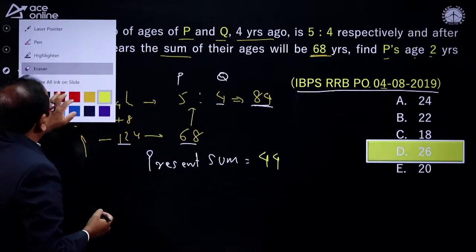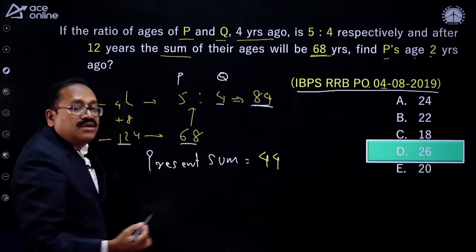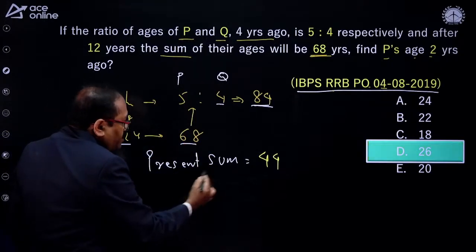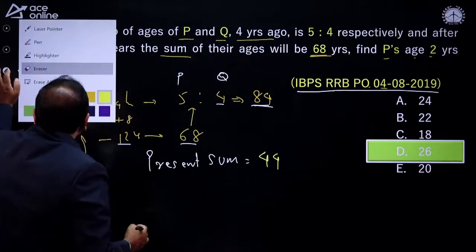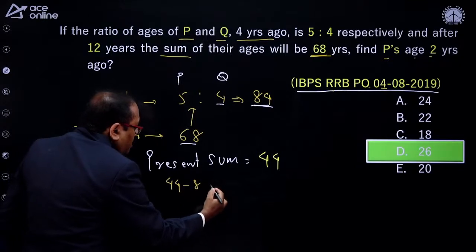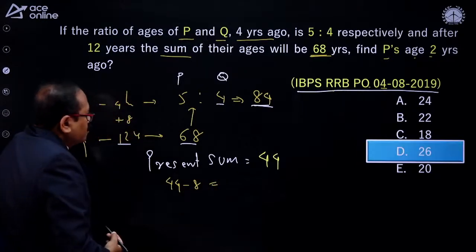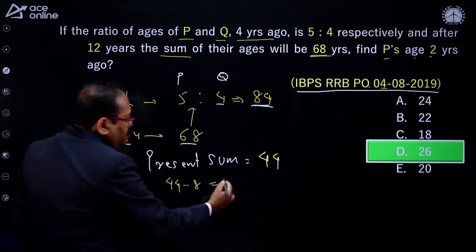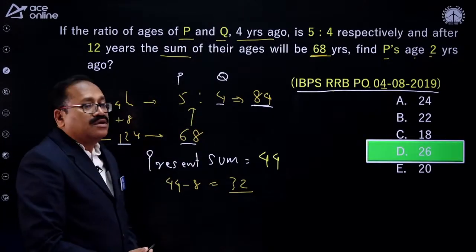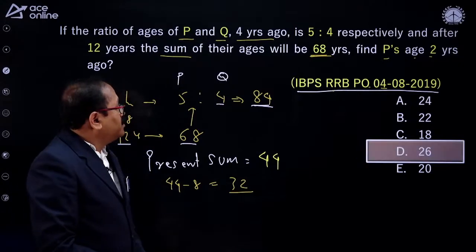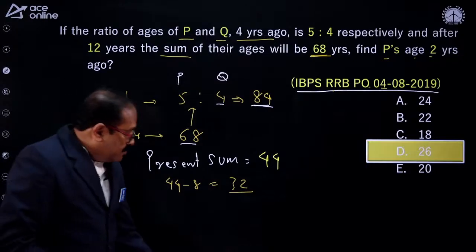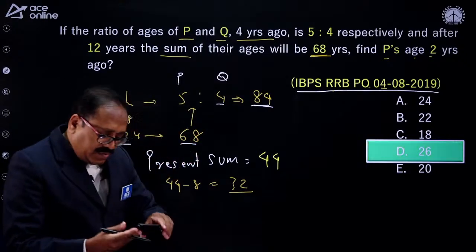So the 4 years will be subtracted from both, from here and from here. That means total subtraction will be how many years? 8 years. 4 plus 4, 8. So that is 4 years back. So 44 minus 8, I am getting this as 32. Am I right? 32. But this 32 is also not getting divisible by 5 and 4.